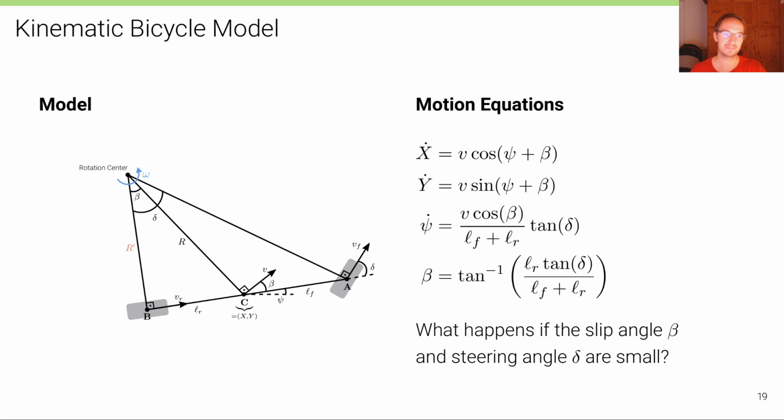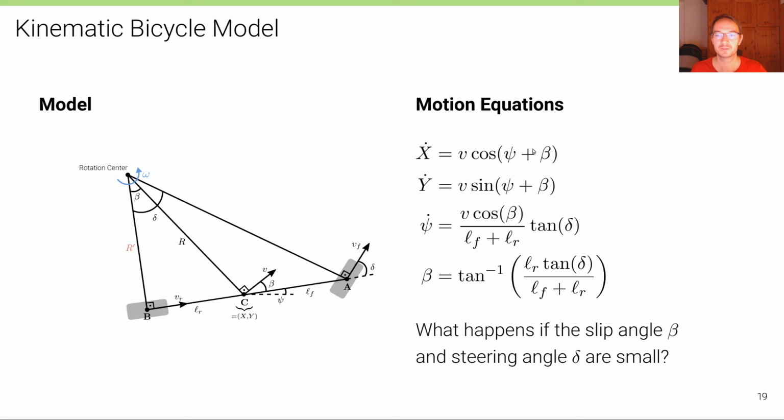Now, this is the same schematic on the left as before, but what we consider is that the slip angle beta and the steering angle delta are small. So what happens in that case? First of all, when does this occur? Well, that clearly occurs when we're driving roughly straight. So only in those situations, this is a reasonable approximation. But let's see what happens in this case.